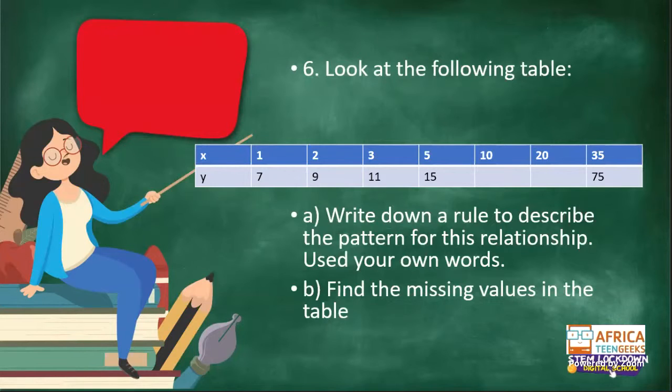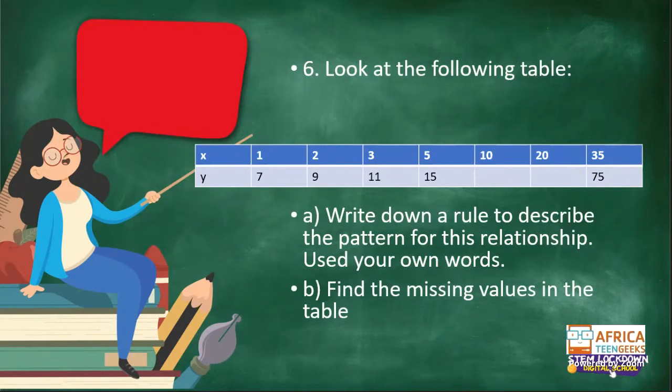Yes, sir. I found the rule. The constant difference between 7 and 9 is 2. So we're going to say 1 times 2 equals 2. And then to get to 7 from 2, you're going to have to add 5. So the rule is going to be times 2 and then plus 5. So 2 times 2 is 4, plus 5 is 9, and then 3 times 2 is 6, and then plus 5 is 11. So that's the rule, times 2 plus 5.